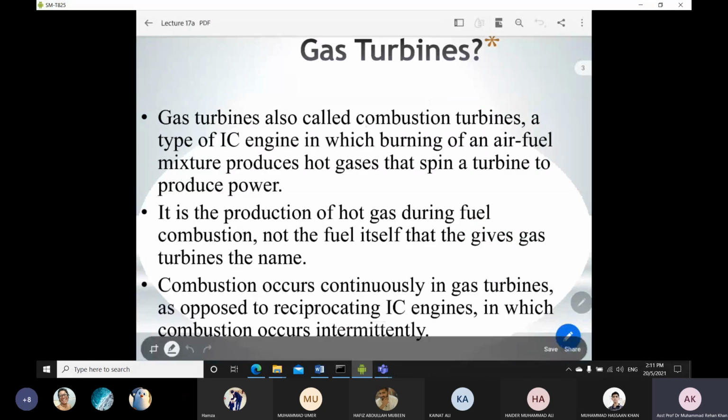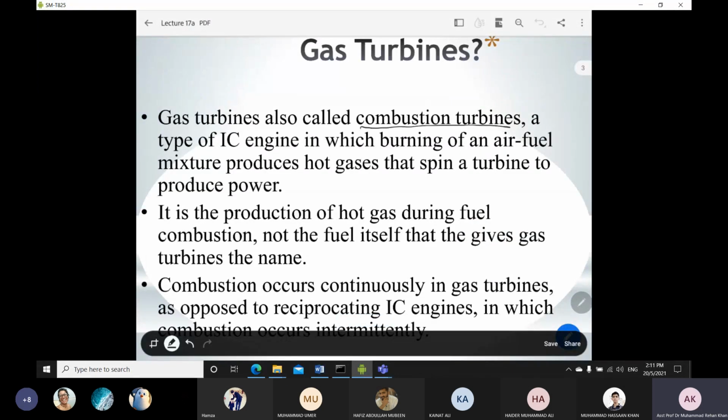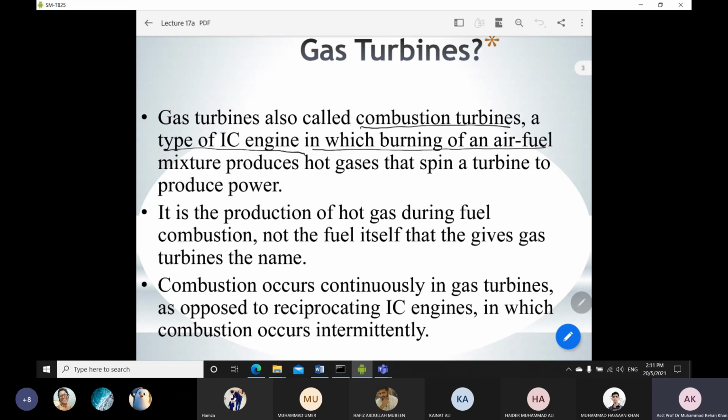Gas turbines are also called combustion turbines, and it is a type of internal combustion engine. As you already know, in internal combustion the combustion takes place inside the engine. We already discussed two other types of engines, which are external combustion, the Stirling and Ericsson cycles. In this type of gas turbine, the burning of the air-fuel mixture produces hot gases that spin a turbine to produce power.